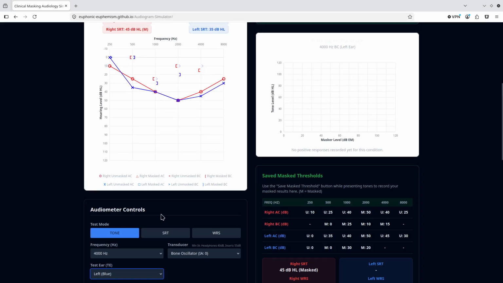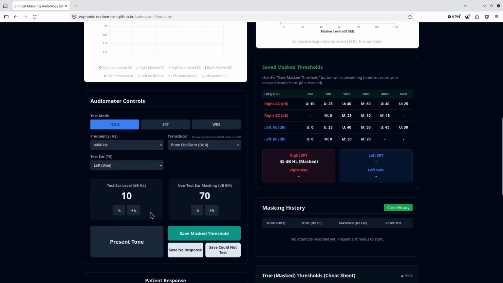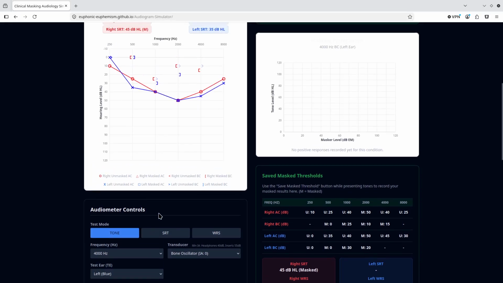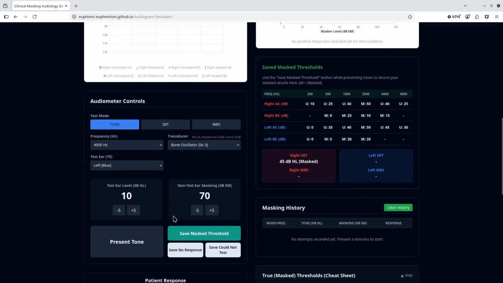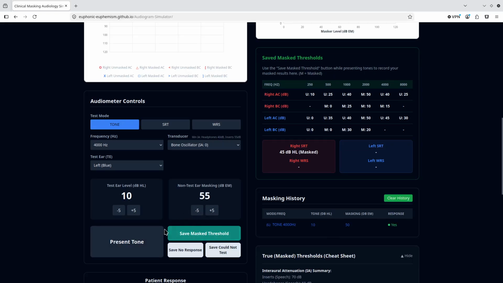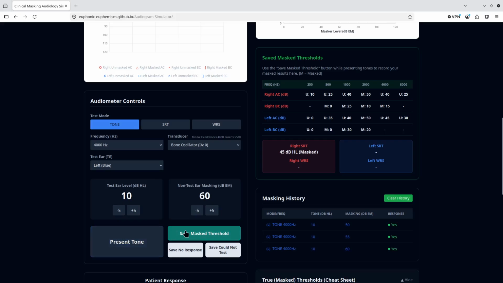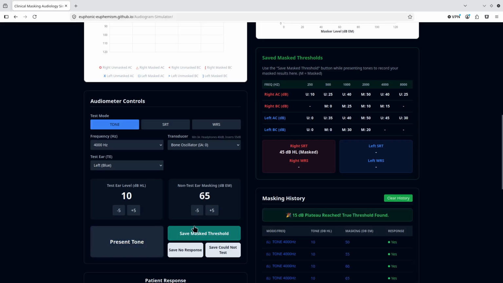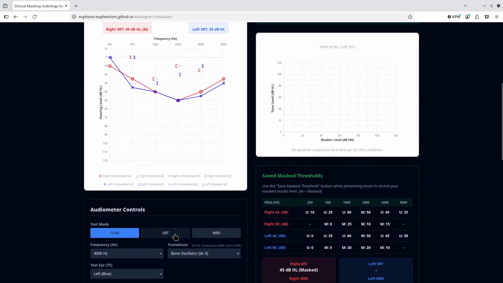Now we're going to go to the left ear, starting at 10 dB. For the noise, we're going to start 10 above the right ear, so 50. Present the tone, response, masker up, response, masker up, response, masker up, response. Now we've got our audiogram. We've saved our audiogram here. We've got left and right masked bone conduction thresholds for all test frequencies except 250 because we didn't have a greater than 10 dB air bone gap. So we've got a good audiogram here.